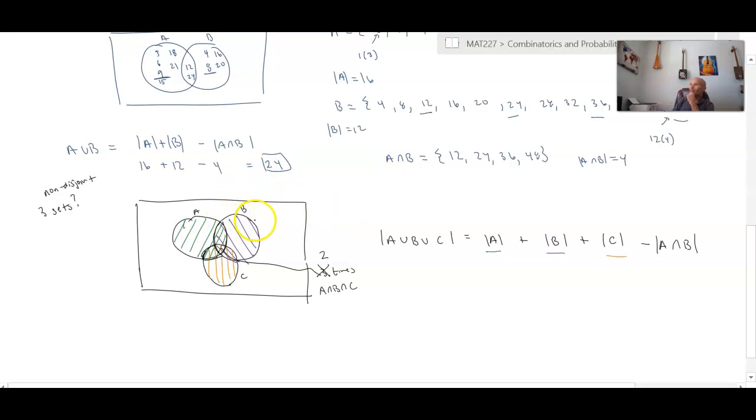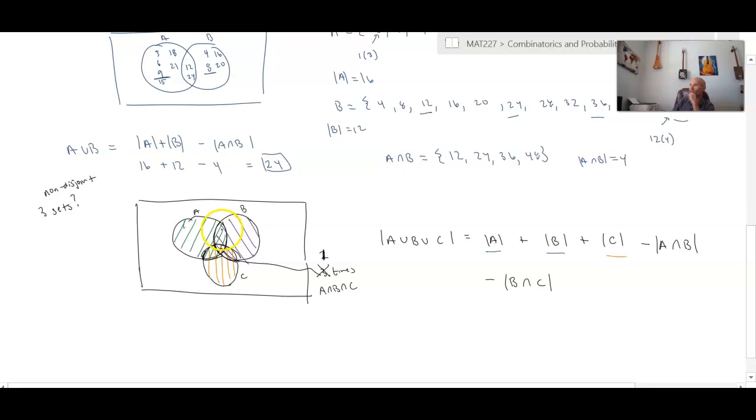Now, B and C also have an overlap, right? That's this portion here. And that portion got double counted, so let me subtract away the intersection between B and C. Well, what did that do? Well, that means that that internal part where all three of them overlap is now only counted in one time. Namely, it's counted in by the intersection between A and C.